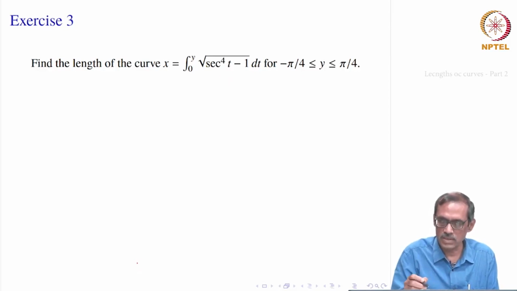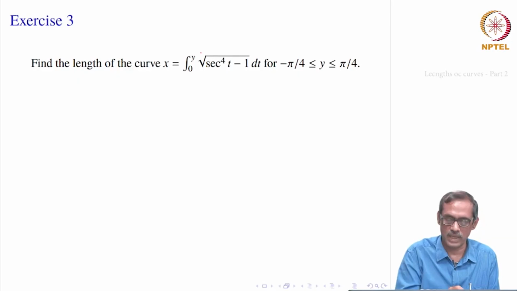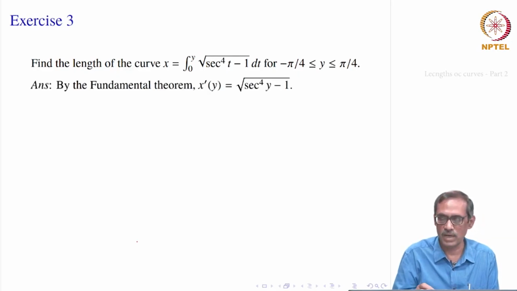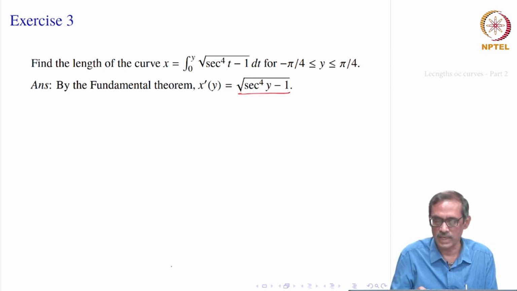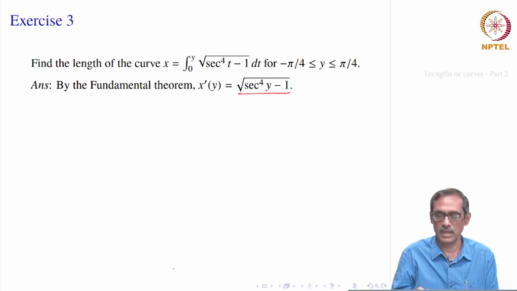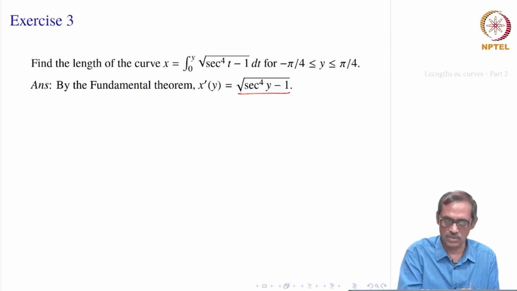So, anyway we need x as a function of y. So, we need the derivative of x with respect to y. Now, you can use the fundamental theorem of calculus to get the derivative of this integral, right. So, it is integral 0 to y. So, its derivative is quite straightforward. We get its derivative as the integrand, which is square root of secant 4th y minus 1, instead of t we have y, right, and that is what we needed, x prime y, not exactly what x is.